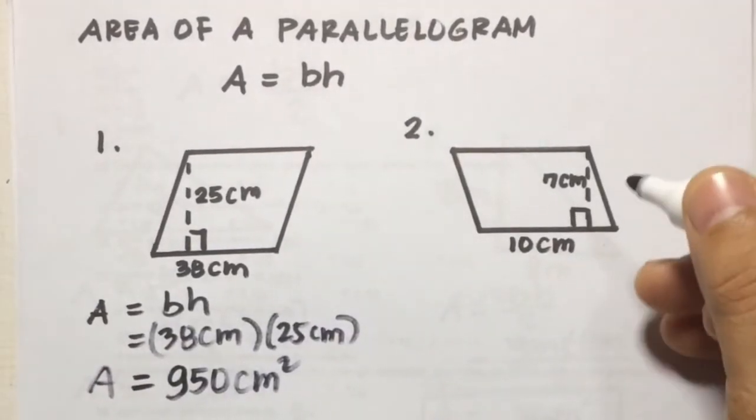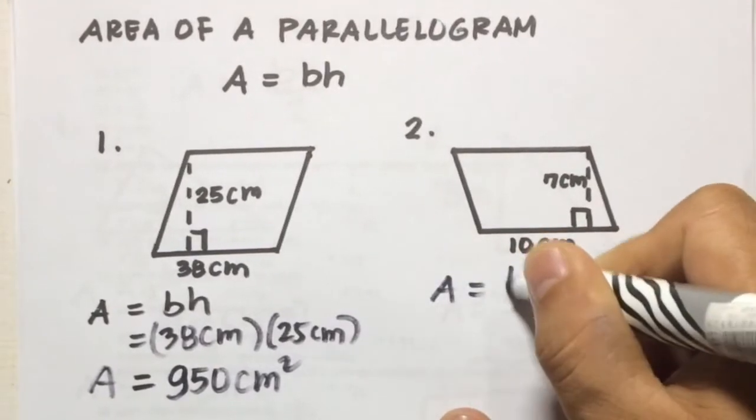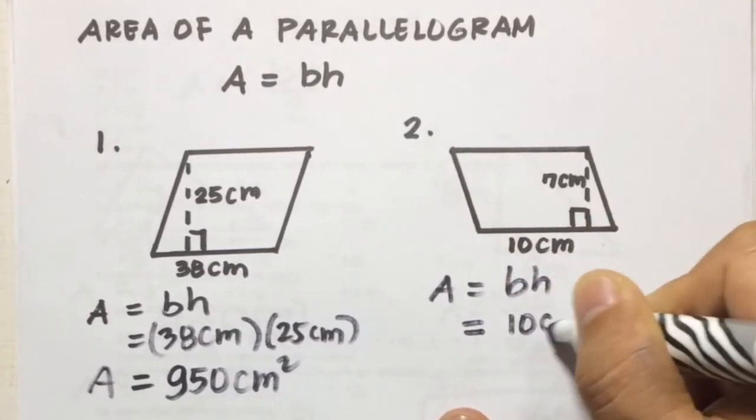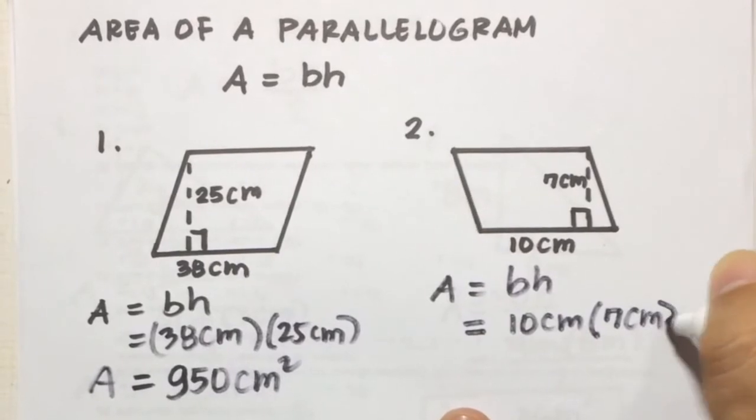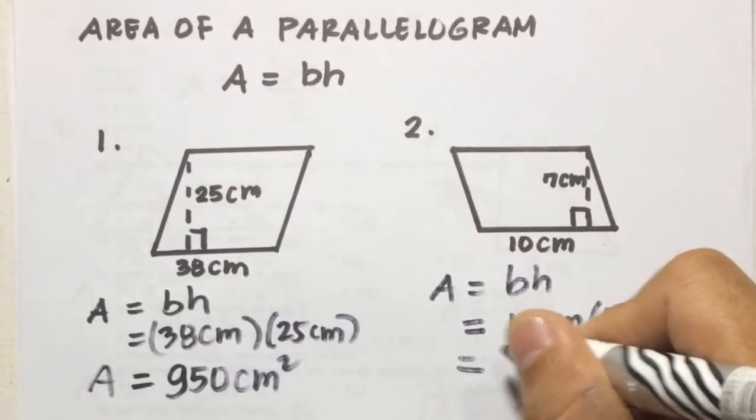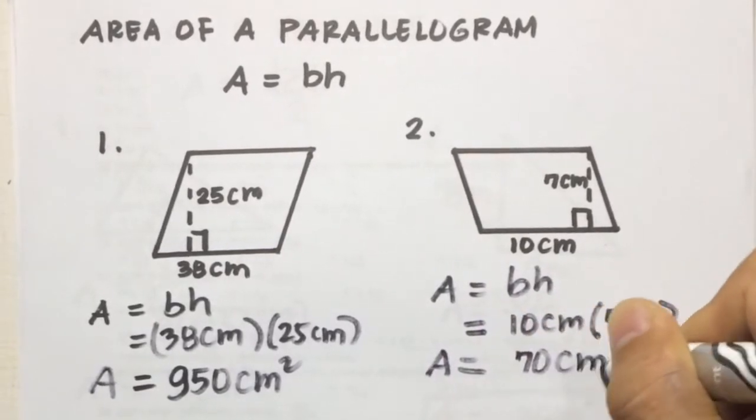Then for number 2, finding the area of this parallelogram, we're going to have A equals base times height. Base here is 10, so we're going to have 10 cm times 7 cm, the height. So 10 times 7 is 70, so we're going to have your area as 70 centimeter squared.